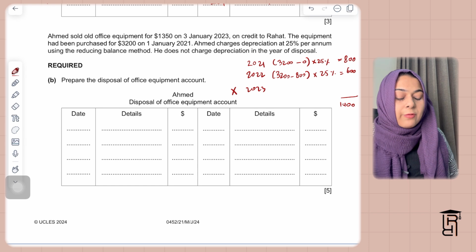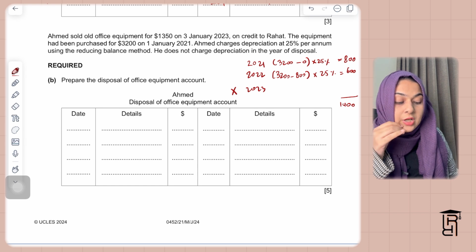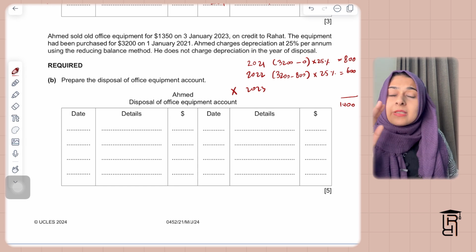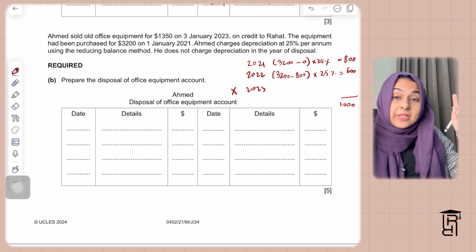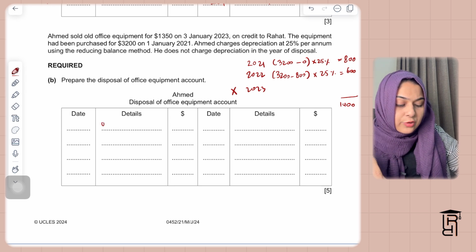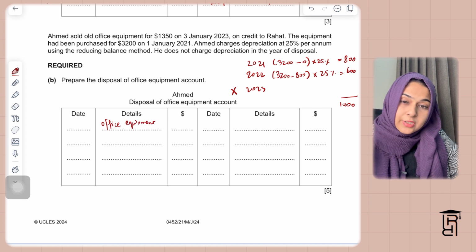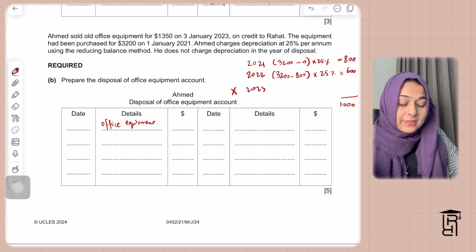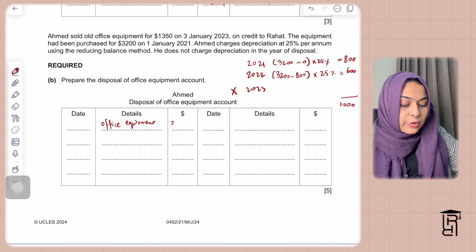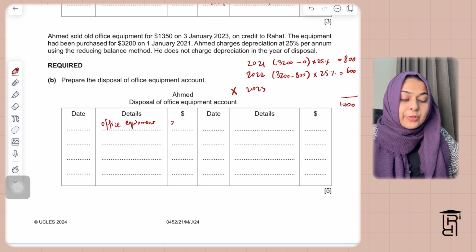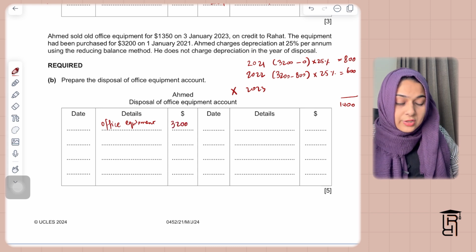So if you know the format for the disposal account of generally disposal of non-current assets, in this case it's office equipment. Office equipment account will be credited. This account needs to be debited. I will write here office equipment. In the office equipment account, we are supposed to write disposal on the credit side. In the disposal account, we'll write office equipment on the debit side. Basically, the disposal is being debited, office equipment is being credited, and this is going to be your cost, because you need to credit the non-current asset with the cost of the non-current asset.